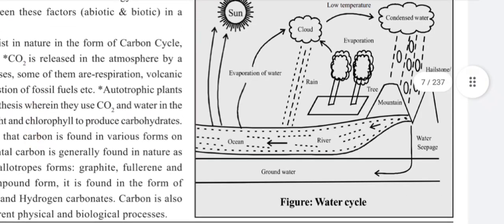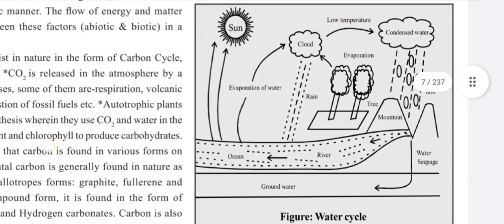Here we can see the picture of the water cycle. Sun, there are clouds and condensed water.